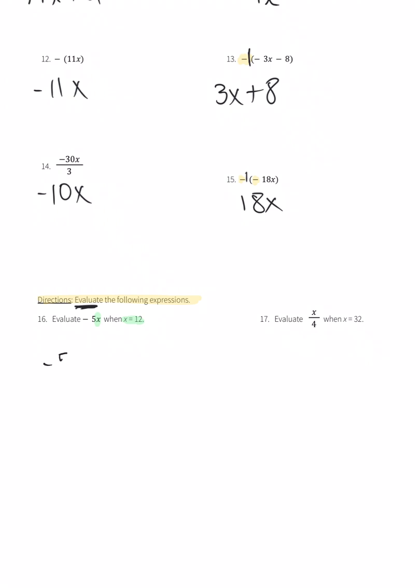So I no longer have -5 times x. I have -5 times 12. And -5 times 12 is equal to -60. Okay, try the next one, and then come back and watch the video. Okay, for here you should have gotten an answer of 8. Okay, let's move on to the next set of problems.